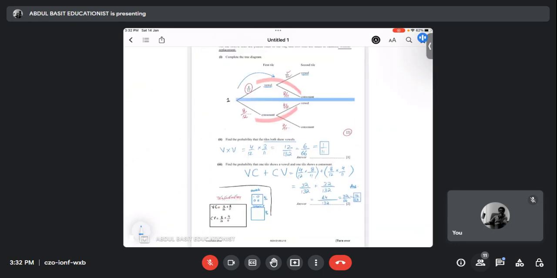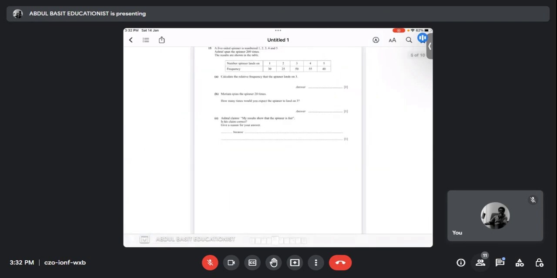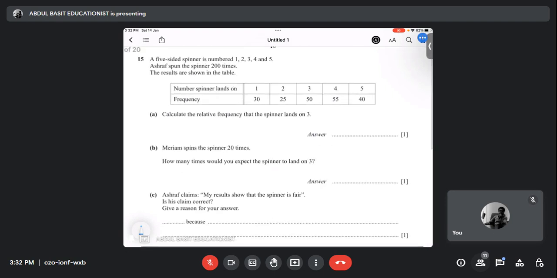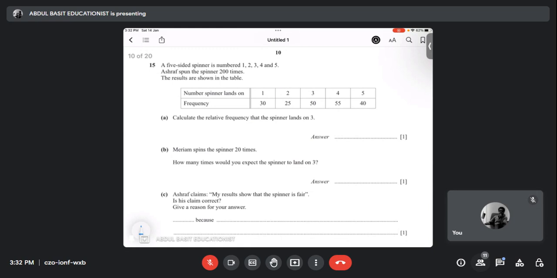Yes sir. Okay, this was a May-June 2018 question. So moving forward with the question. Okay, Isa, read the question for me please. The 15 one, the 15 that you can see in front of you. Okay. A five-sided spinner is numbered 1, 2, 3, 4, and 5. Ashraf spun the spinner 200 times. The results are shown in the table. The spinner was spun 200 times, and the spinner lands on 1 is 30, 2 is 25, 3 is 50, 4 is 55, 5 is 40. Tell me, which number came up the most? On 4, because number 4 came 55 times.